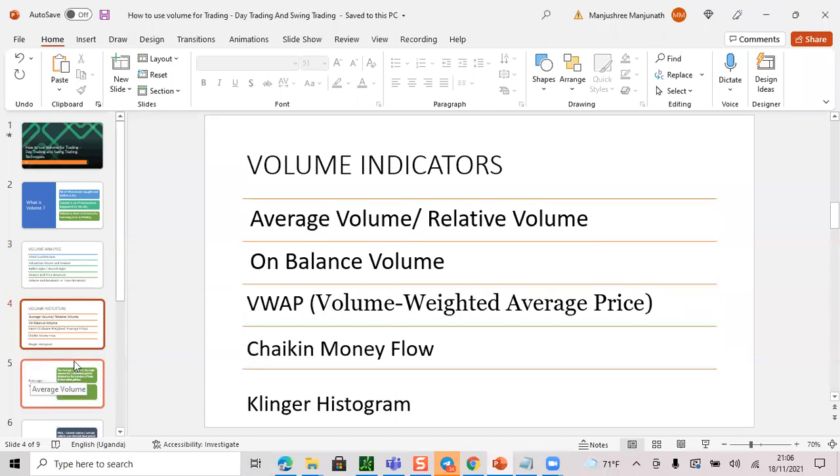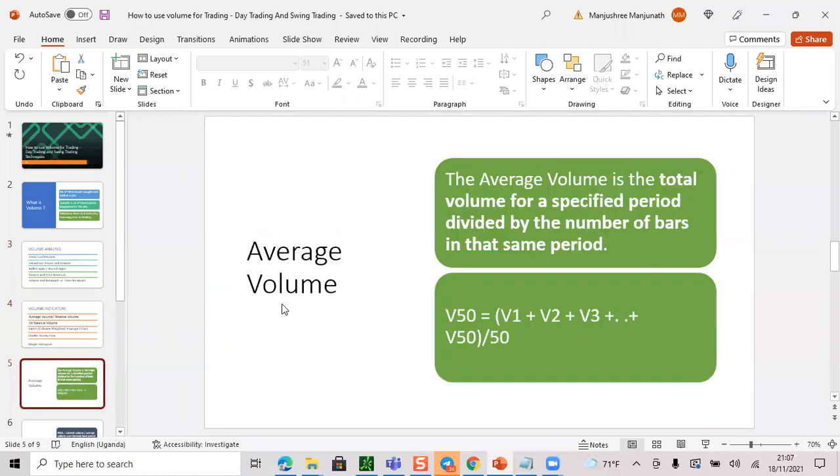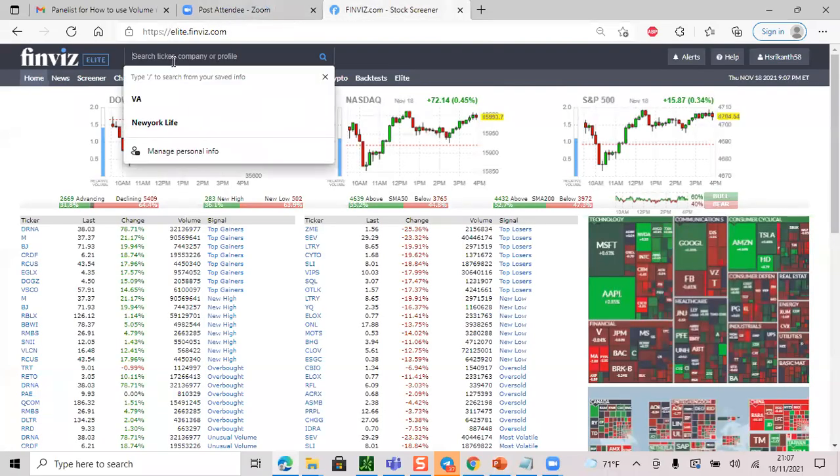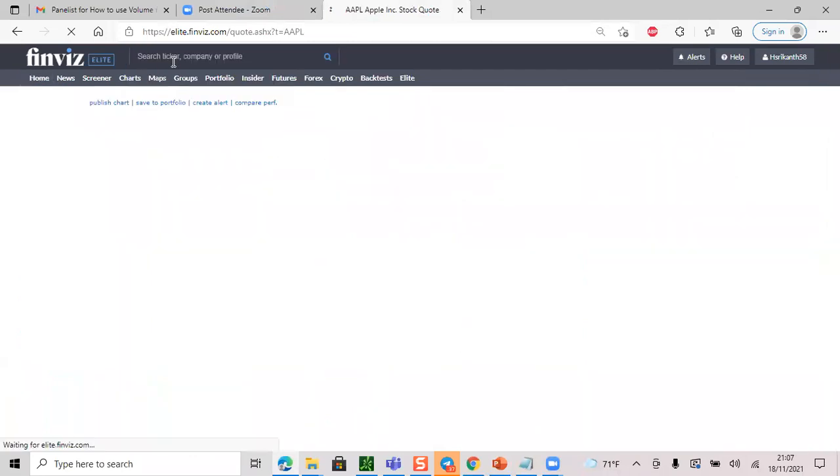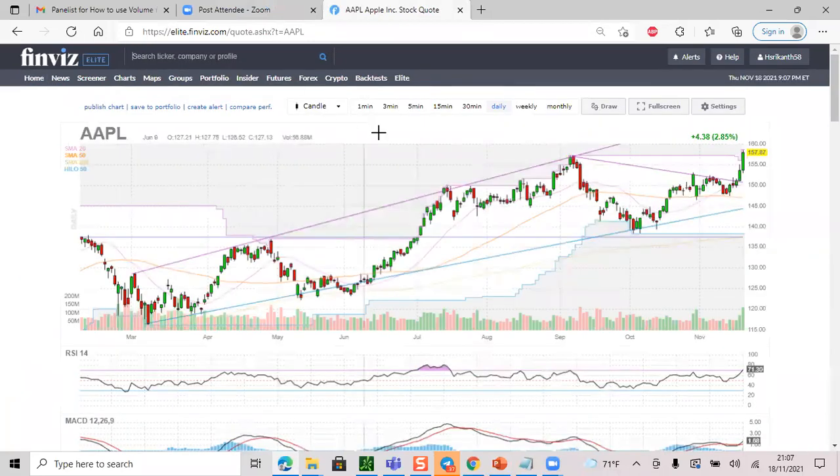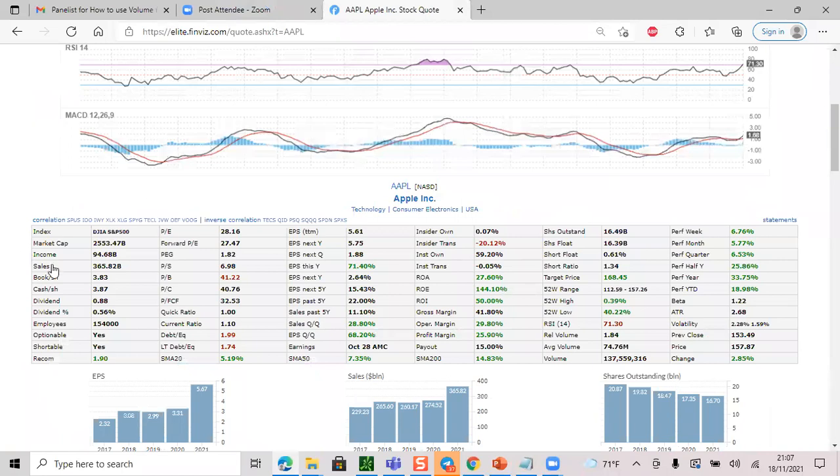So let's understand what average volume is, right? Every day we take a look at one stock. I'll go to finviz.com and start with Apple. You can see the volume right here. Today around 137 million shares have been bought and sold, and there's something called average volume, 74.76 million.